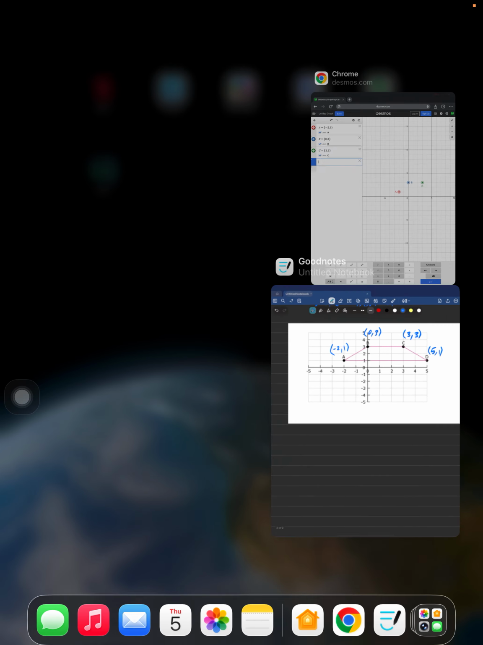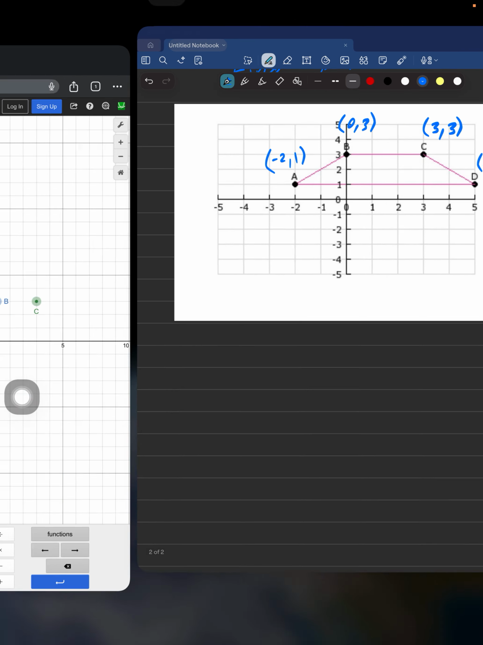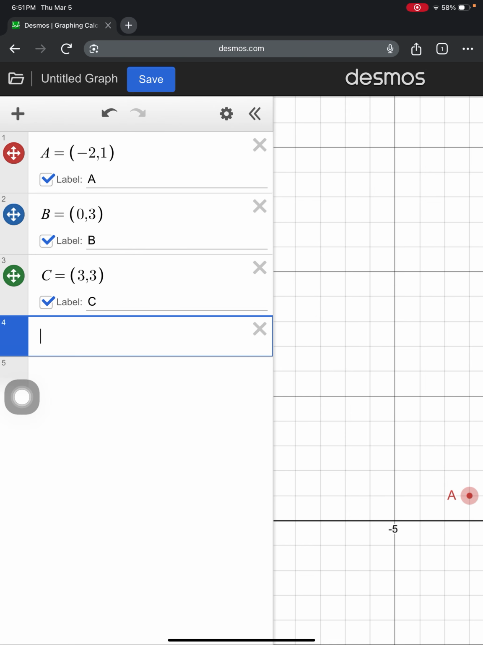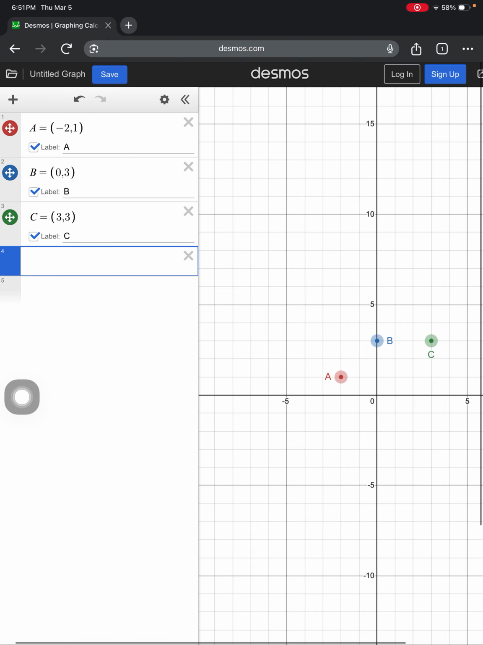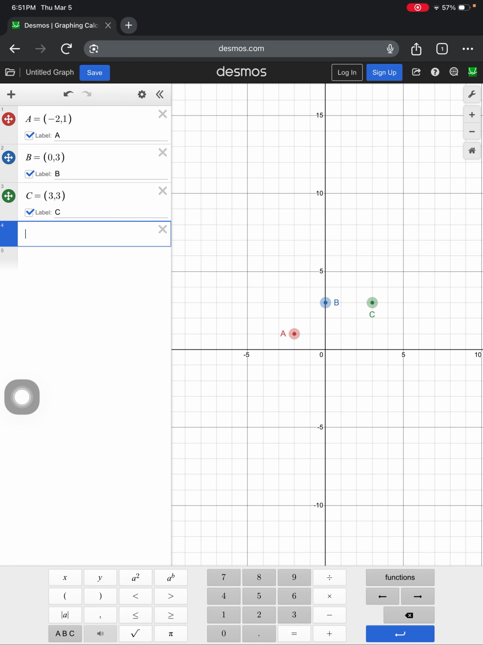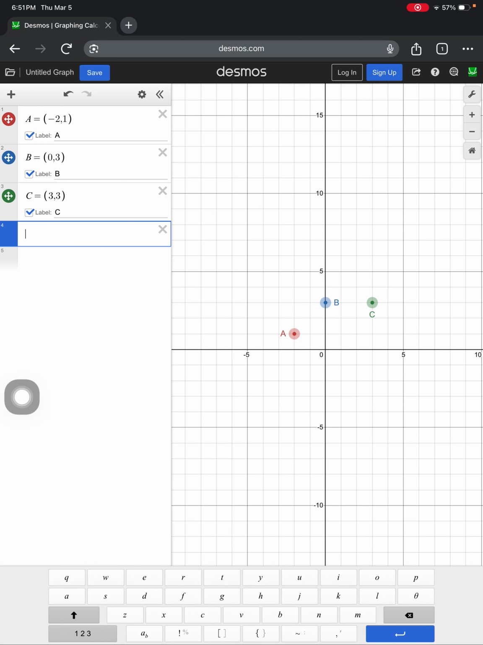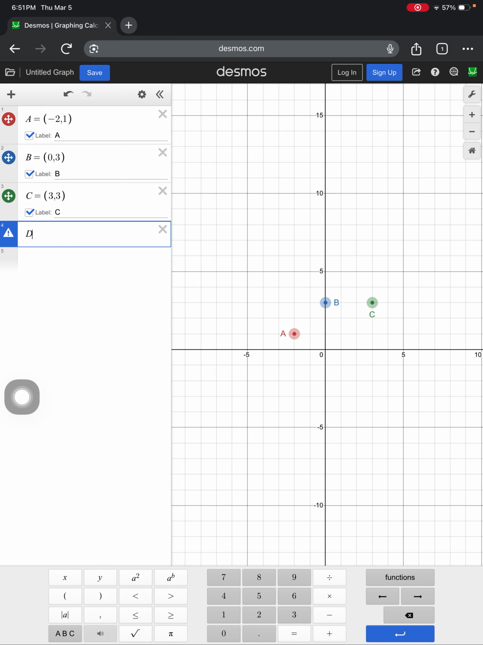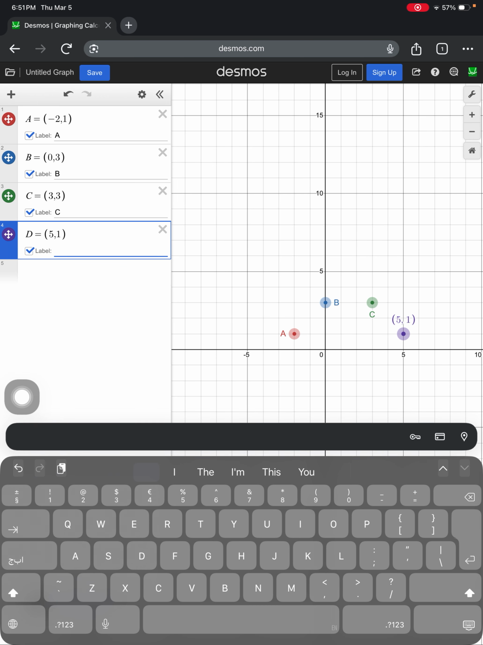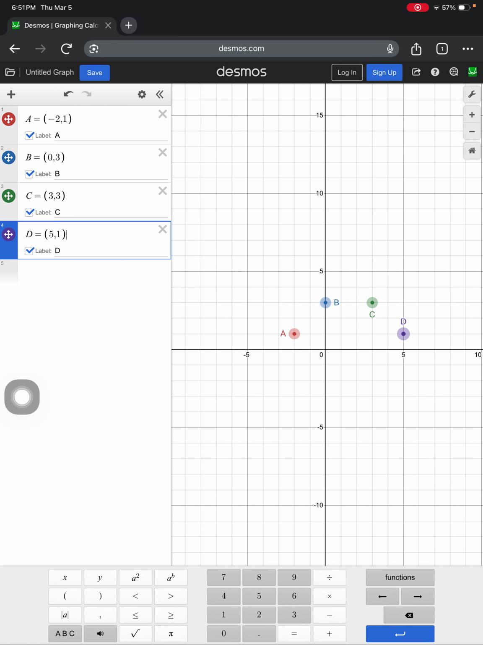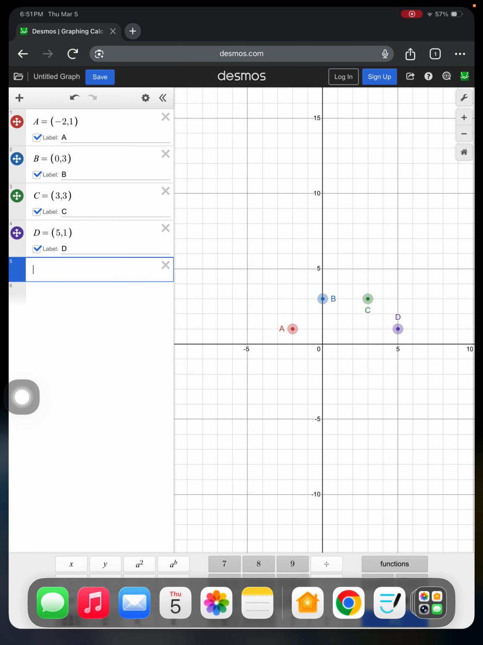The last point, which is 5, 1, is the point D. The point D equal to 5, 1. I need to label it as D. So now we have all the points that we need.